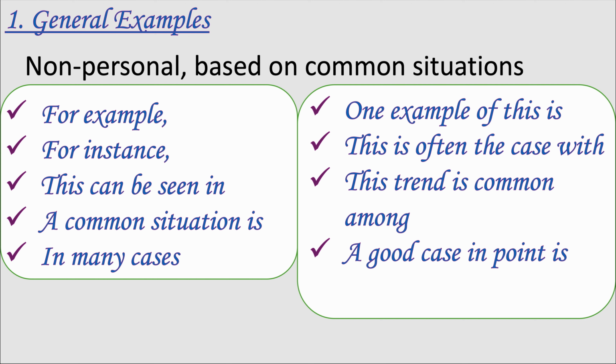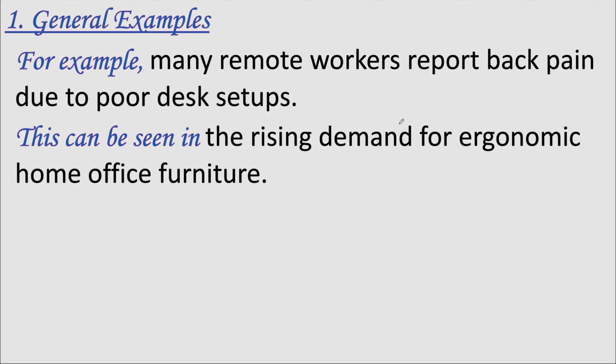General examples are based on common situations, not your personal life. You can use phrases like for example or for instance. Other options include this is often the case with, or one example of this is. Here are a couple of example sentences using these. When writing about disadvantages of remote work, you can mention back pain is a common health issue and the rising demand of specific furniture related to this.